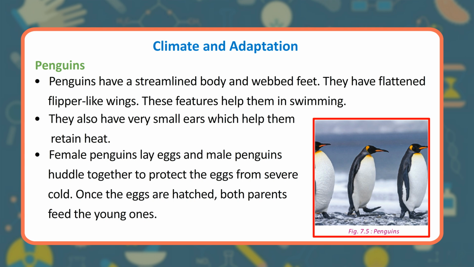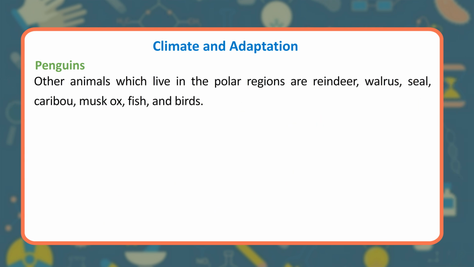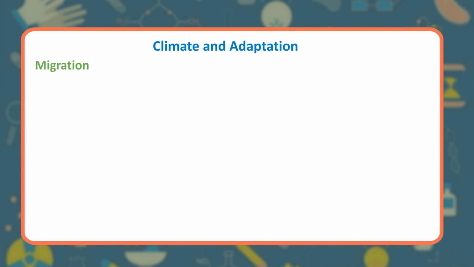Female penguins lay eggs and male penguins huddle together to protect the eggs from severe cold. Once the eggs are hatched, both parents feed the young ones. Other animals which live in the polar regions are reindeer, walrus, seal, caribou, muskox, fish, and birds.